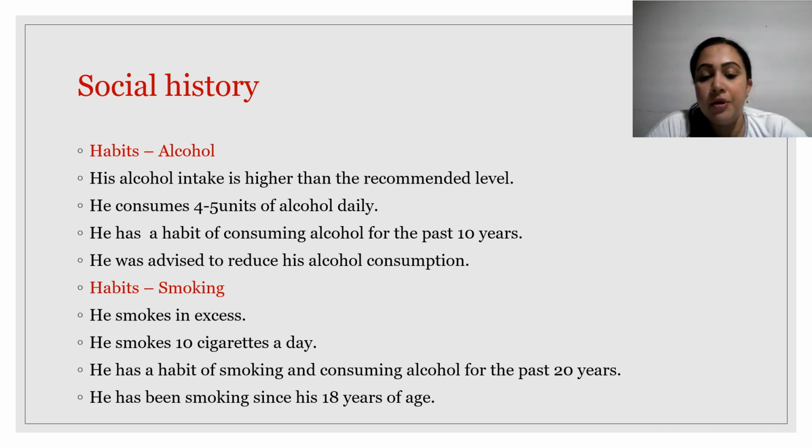Next one, he has a habit of smoking and consuming alcohol for the past 20 years. There also this information may be given, the time period may be given. In such cases, better to write that. Again, if the age from when he started smoking is given, write it this way: he has been smoking since 18 years of age. Okay, so I hope that is also clear.